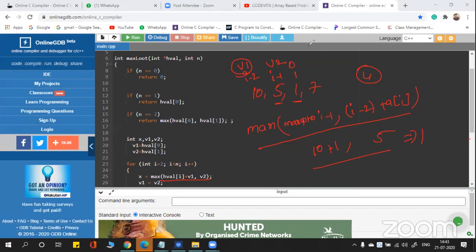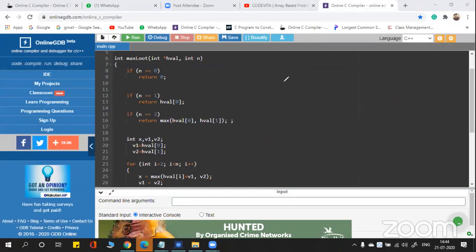So for example, if I take my I value as 4, the values are 10, 5, 1, and 7. What should my output actually be? My output should be 17. Yes, my output should be 17. But what is happening here?